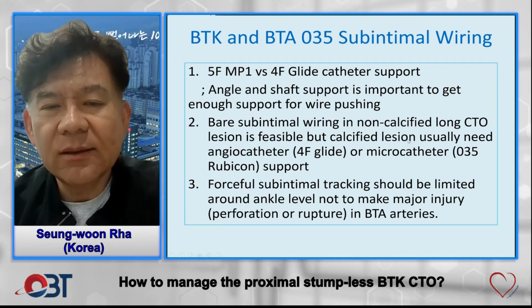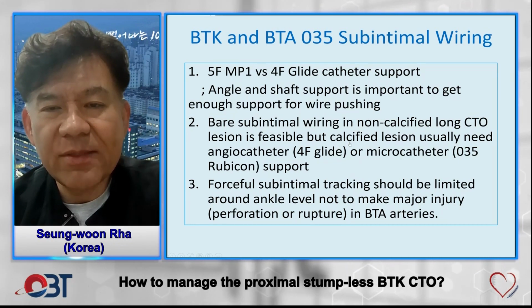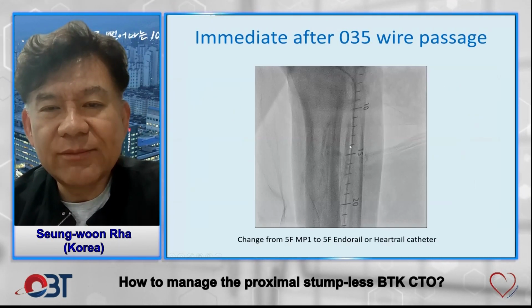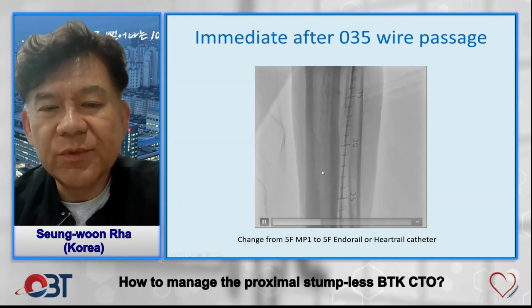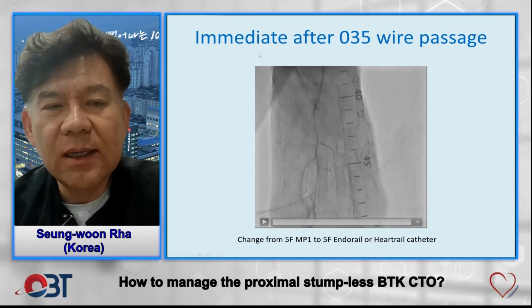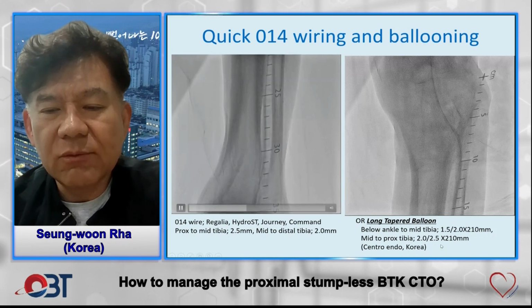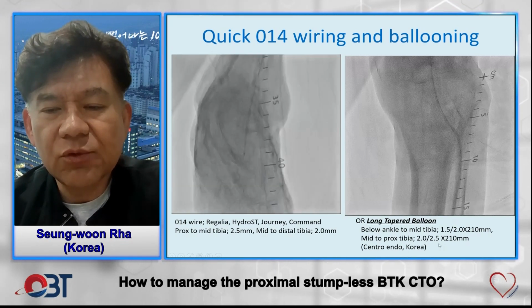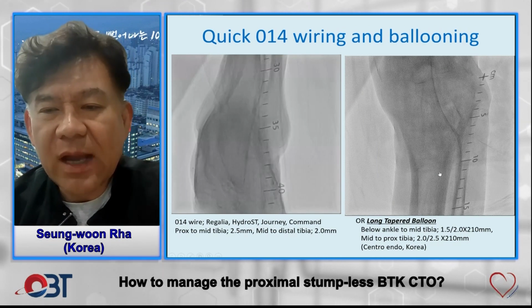And non-calcified, you can do the 4-branch glide or the 5-branch MP. Anything is okay. Even after this 3.5 simple wiring, you can get good communication. Then simple 14 wiring and the balloon angioplasty. I prefer tapered long balloon 1.5, 20, 2.5. You can do either fluoro guide or the empirical or the IVUS guided.